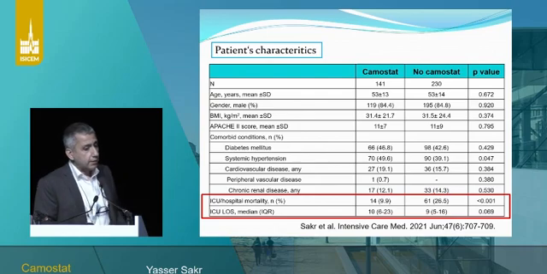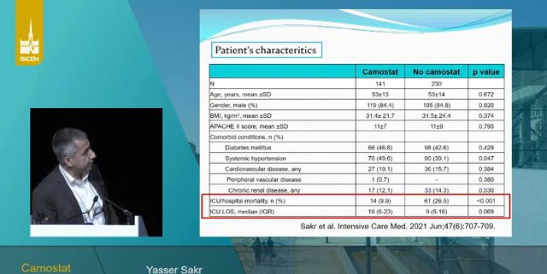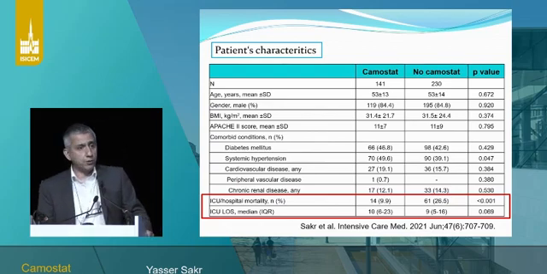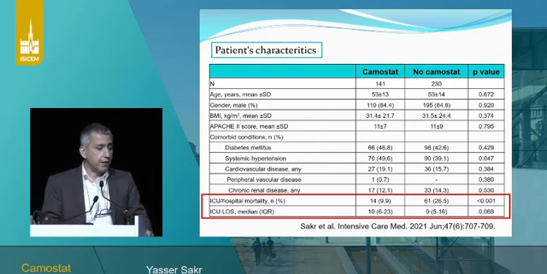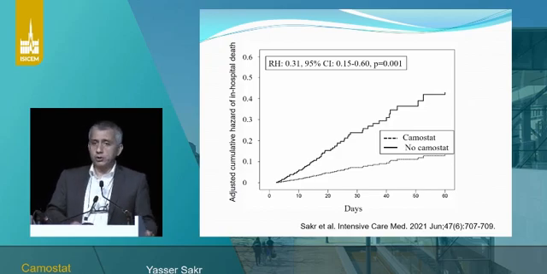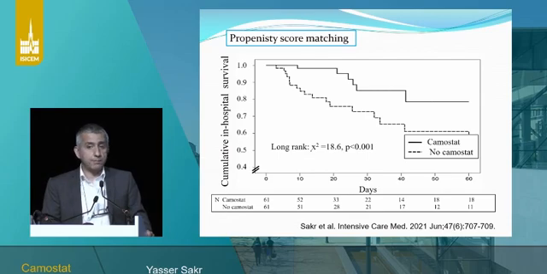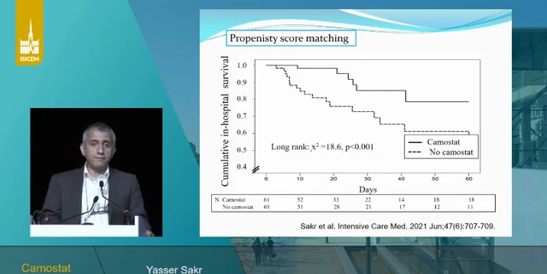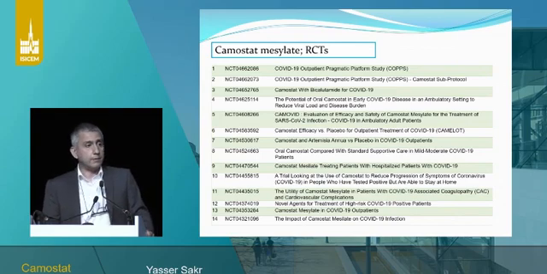In addition, the severity scores were similar between these patients, but by the end, patients who received Camostat therapy survived more than patients who did not receive this therapy. Even after you adjust for confounding factors that may be related to the severity of illness and concomitant medications, you still have a very good signal towards a beneficial effect of Camostat treatment. Even with propensity score matching, Camostat therapy was associated with a very low risk of death in these patients.